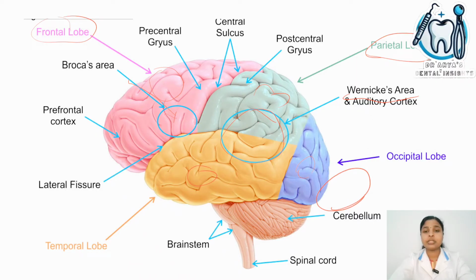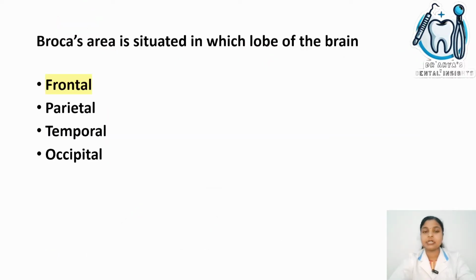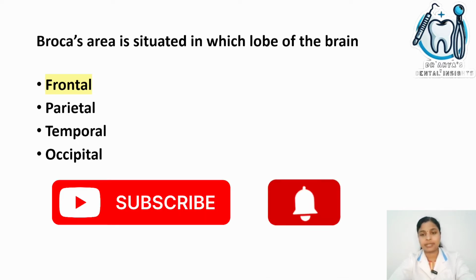So three questions are there. Which are they? Broca's area is situated in the frontal lobe and inferior frontal gyrus, and also Wernicke's area is situated in the parietal lobe. Okay. So our answer: Broca's area is situated in the frontal lobe of the brain.